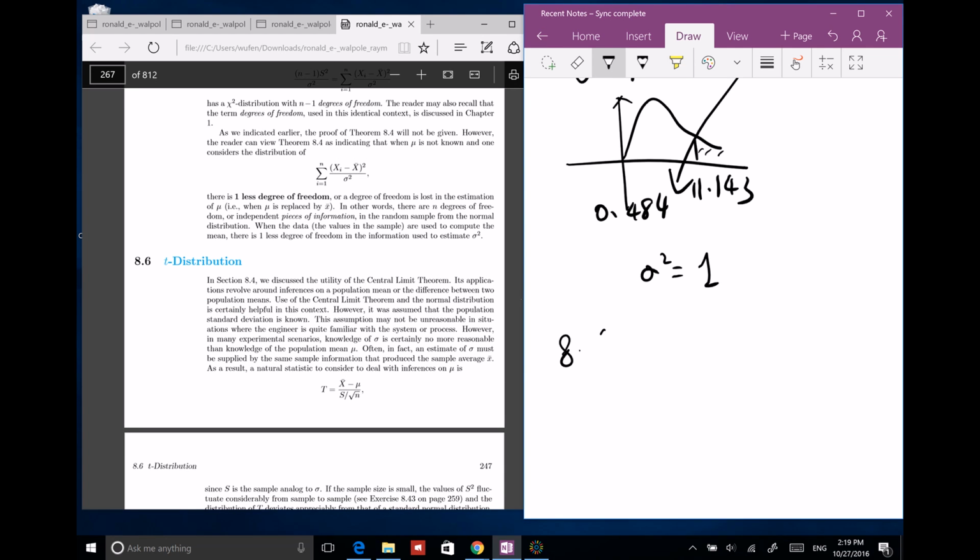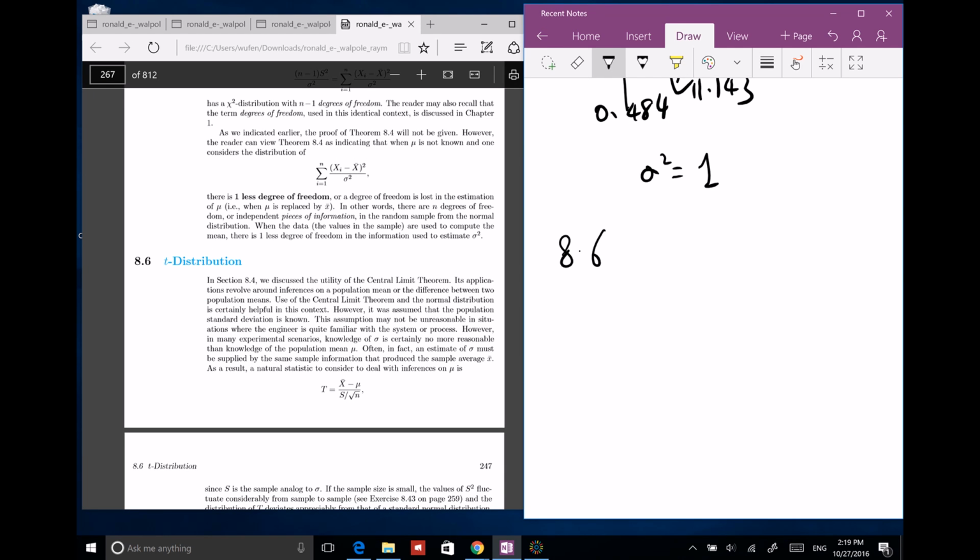8.6. Let's look at 8.6, the T distribution. The T distribution is used when you have a population and you don't know the standard deviation or the variance of the population. You only know the variance of the sample, since the sample is small, right? Small sample means a small amount of numbers. You can find the variance of the sample. We don't know the population sigma.